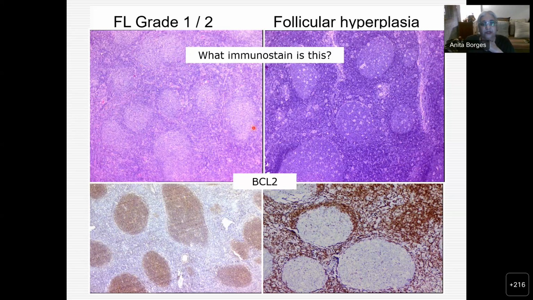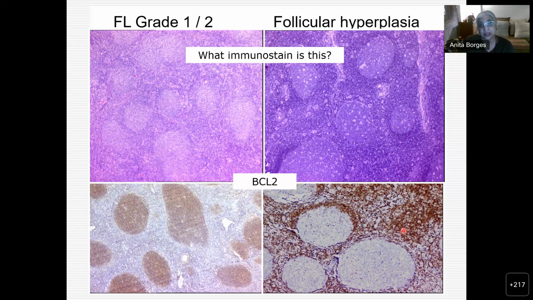Here, there are no tingible body macrophages. But this is one of those situations in which you're not sure. I can see follicles. There is some condensation of mantles. So I must do a stain to prove whether this is a follicular lymphoma or a reactive follicular hyperplasia. And there are two stains that help you. One is BCL2. And here you see BCL2 is expressed. So this is a follicular lymphoma. Nowadays we don't grade 1, 2, but whatever. And this is follicular hyperplasia.